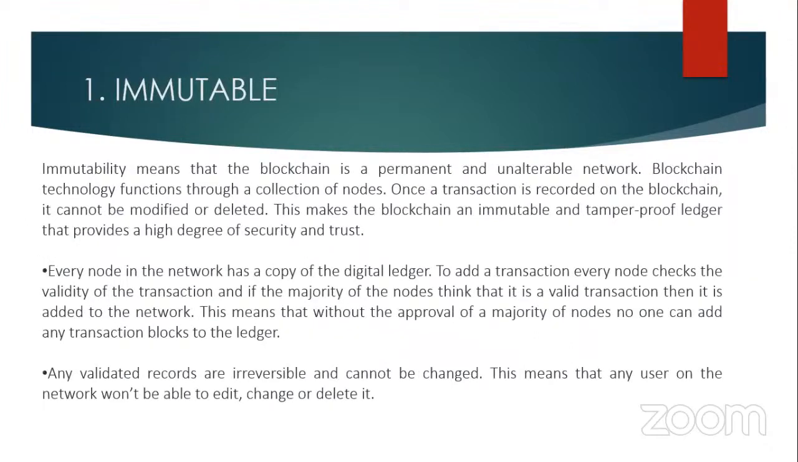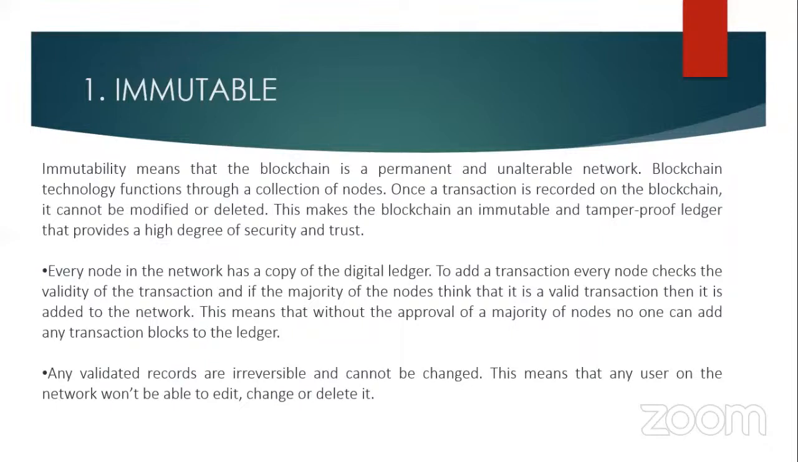I explained earlier that immutability simply means the ability of something not to be changed over time, or never to be changed once it has been performed or has happened. So immutability means that the blockchain is a permanent and unaltered network. Blockchain technology functions through a collection of nodes. So once any transaction has been recorded on the blockchain, it cannot be modified, edited, tampered with, or deleted. This makes the blockchain an immutable and tamper-proof ledger.